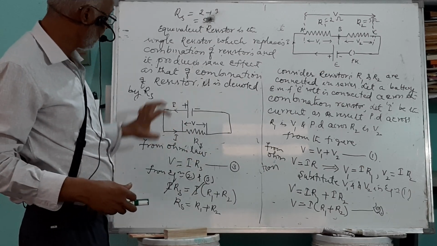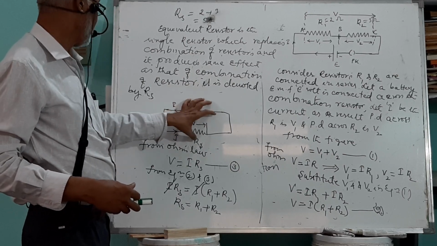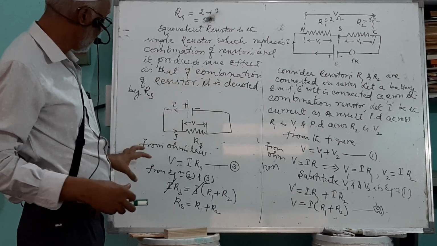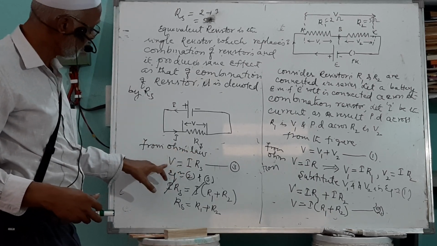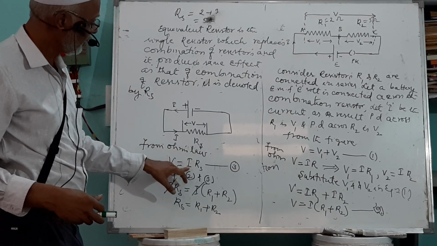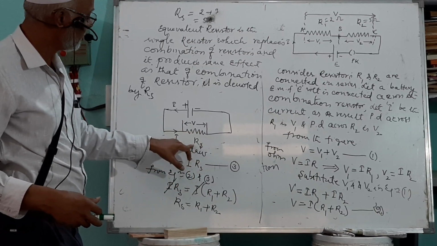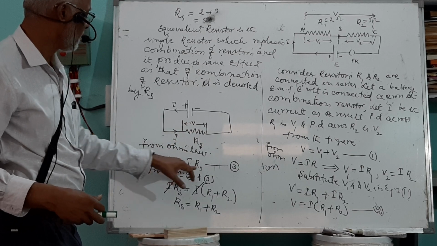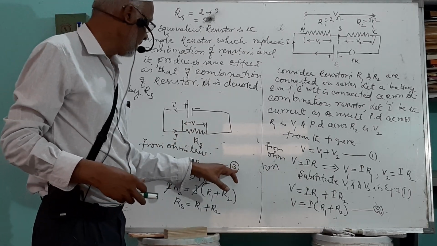Now this is the equivalent circuit in series combination. For this equivalent circuit, once again you apply Ohm's law. As you know, V is equal to I into RS, because this will not be R1 and R2, this will become RS. Therefore V is equal to I into RS, which we call equation 3.